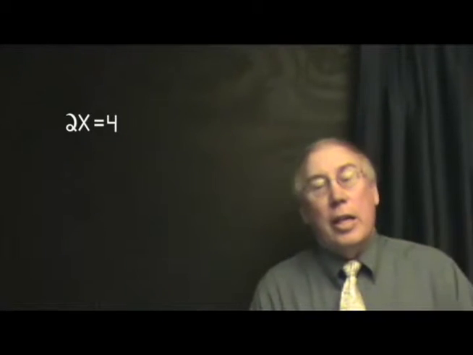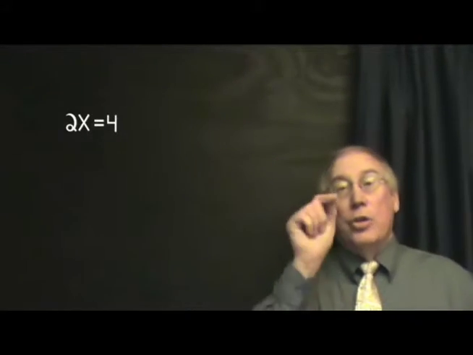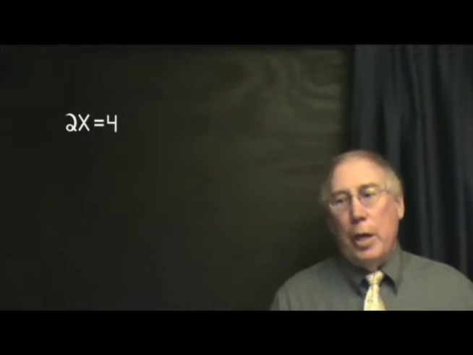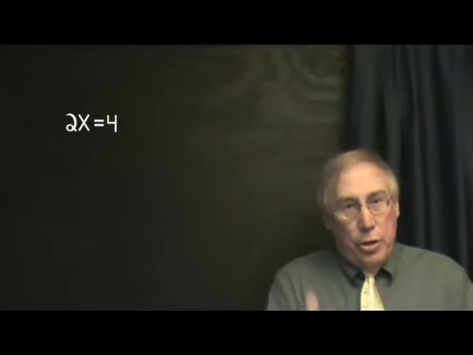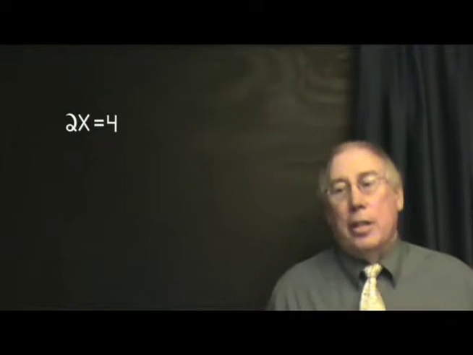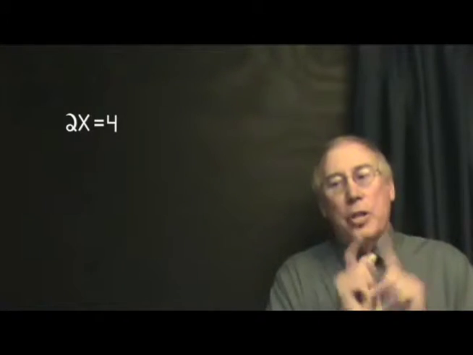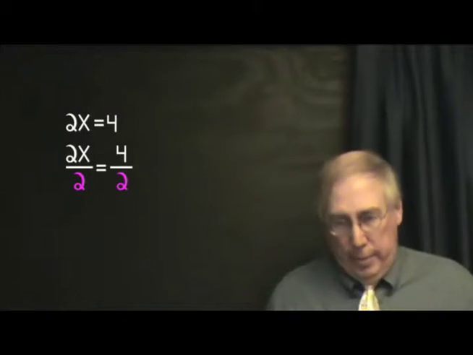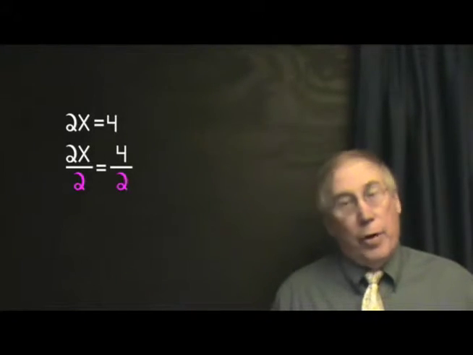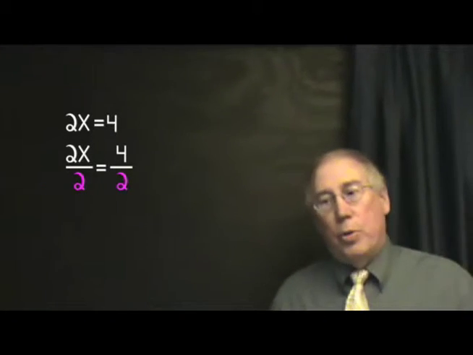Hi, let's look at using multiplication and division to solve equations. Now here we have 2x equals 4. We're going to use division in order to solve this. Look at the coefficient of x. That's a 2 on the left hand side in front of the x. So we'll divide 2 into both sides.